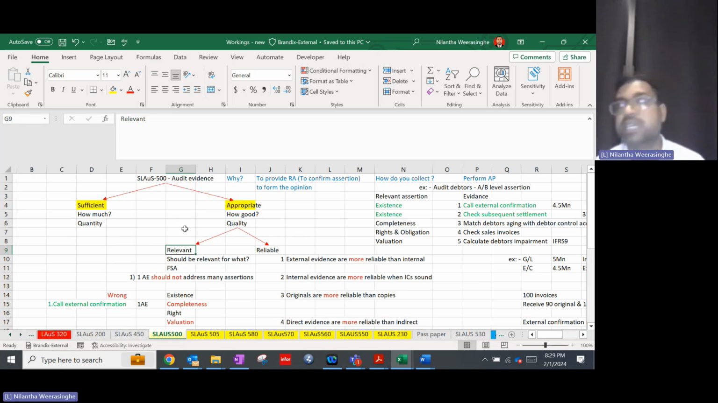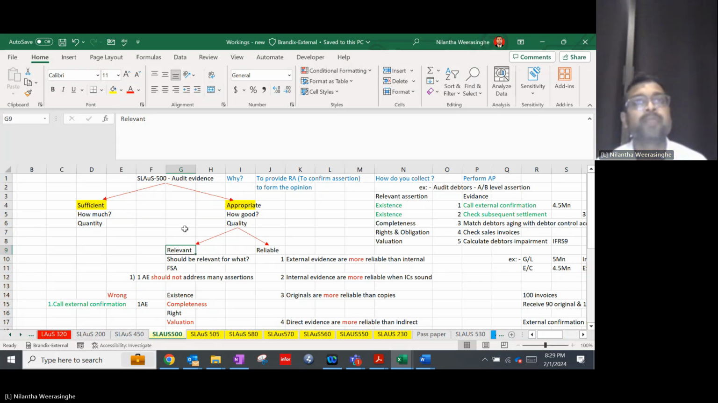By performing physical stock verification, you are saying, all right, inventory is fine, we have audited inventory. No. The standard says relevant means one audit evidence should not address many assertions. We are auditing financial statement assertions, no? For transactions there are assertions, and for account balances there are assertions, right? One evidence should not address multiple assertions.